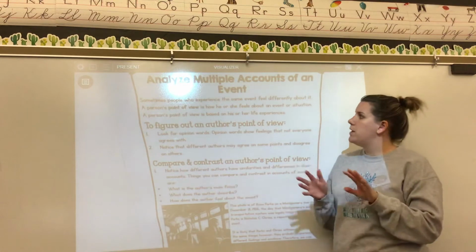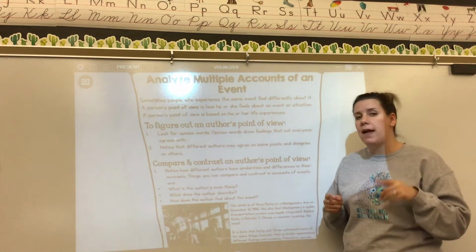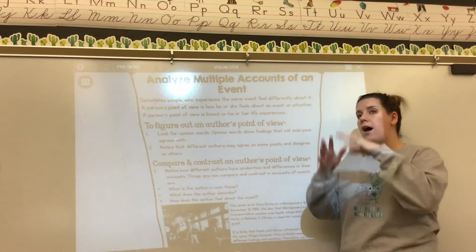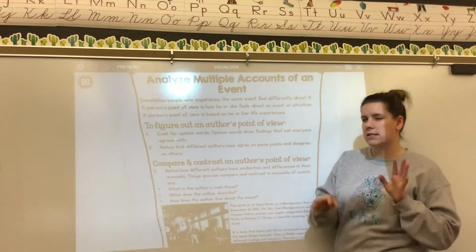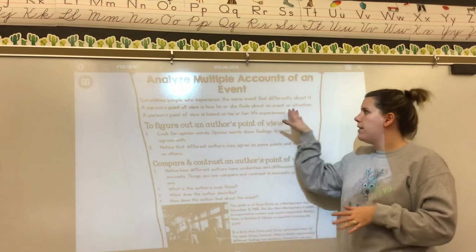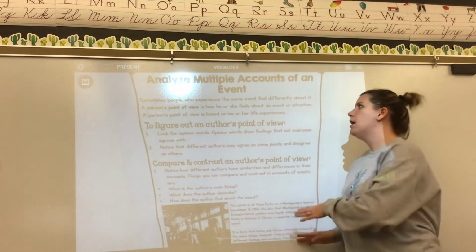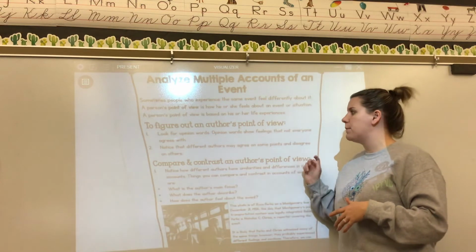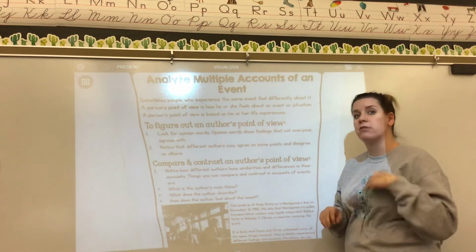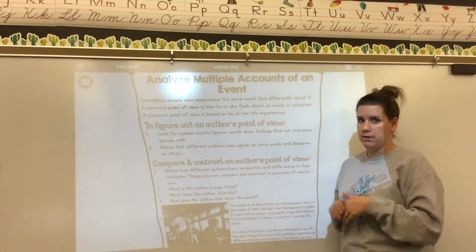And here's where we kind of are thinking outside the box a little bit, and we're going to compare and contrast an event, but the different points of view from people, and I'll explain it. So what this page is talking about is kind of how we do that. And this is something you can print out, keep in your interactive notebooks. That's something you can refer back to when you do the worksheet later on this week.